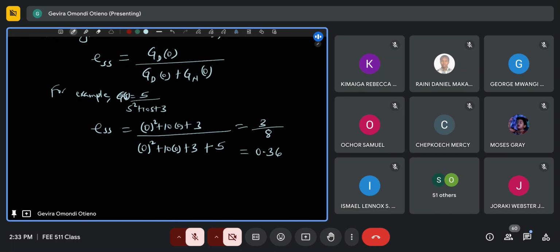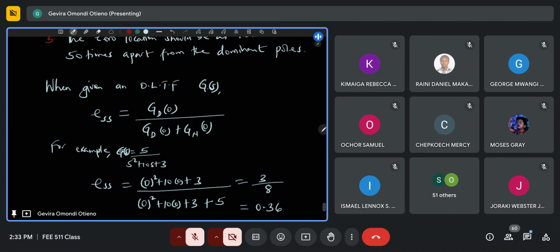So please know this is a very, very critical formula for obtaining the steady state error. However, we also have other formulas that I'm going to show you. In fact, the best way to show you is now let us do a design.